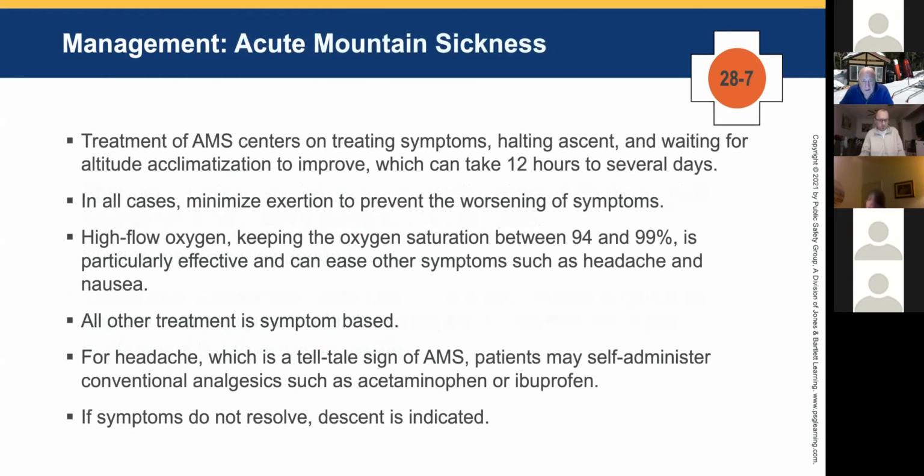Treatment of AMS centers on treating the symptoms, holding the ascent, and waiting for acclimatization. Again, this sounds kind of crazy here because we're a day area, but in Colorado, where somebody comes up from Texas and ends up in Vail or Aspen, this very much applies. We talked about high flow oxygen. Headache is the telltale sign of AMS. The patient may self-administer things such as acetaminophen or ibuprofen. Again, water is good.